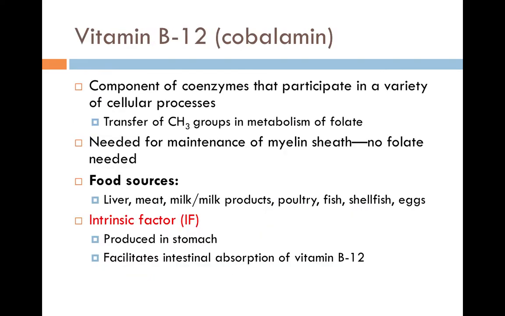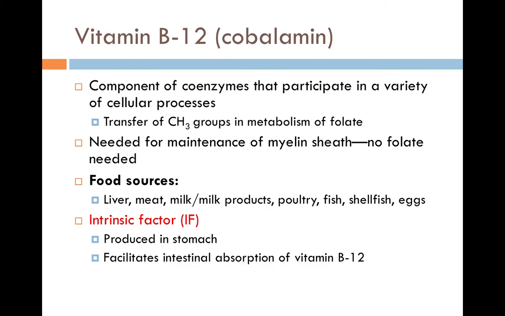Now, moving on to vitamin B12 or cobalamin. B12 is an interesting vitamin because it is the only one with a mineral as part of its structure. Its coenzyme participates in many cellular processes, most notably the transfer of CH3 groups and folate metabolism. Like folate, B12 is also needed for homocysteine metabolism. B12 is needed for the maintenance of myelin sheaths that insulate nerve cells, but it does this independently of folate.